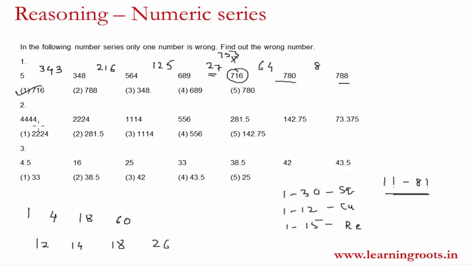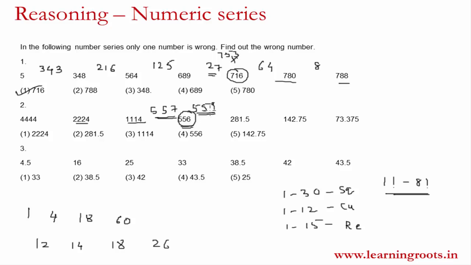So 4444 divided by 2 is 2222 plus 2 is 2224, which is here. 2224 divided by 2 is 1112 plus 2 is 1114. 1114 divided by 2 is nothing but 2 5s are 10, 2 5s are 10 and 2 7s are 14. So 557 plus 2 should be present, so this should be 559, but this is 556, so we will hold on to that thought for a moment.